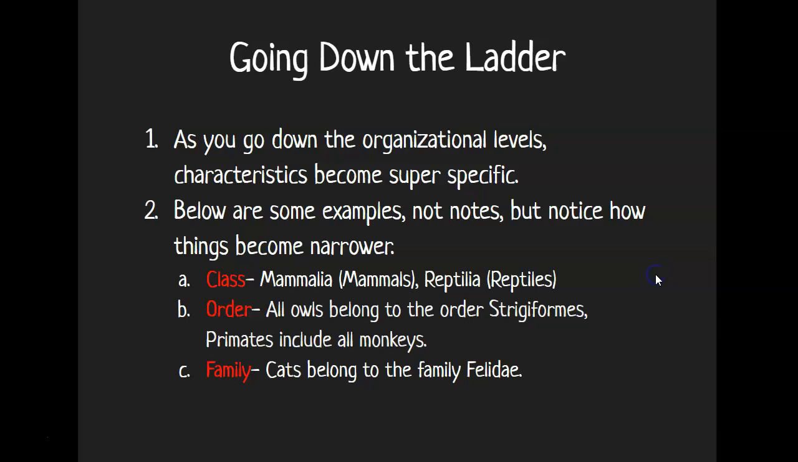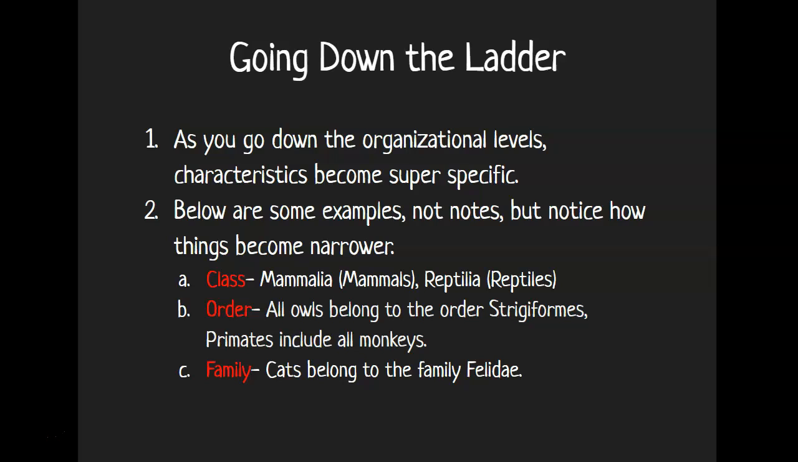Okay, so let's go down the ladder. As you go down the organizational levels, the characteristics become super specific. Below are some examples. They're not notes, but I do want you guys to notice how things become narrower. When we're talking about class, you probably have heard these terms. If you talk about mammals, that's actually the class Mammalia. If you talk about reptiles, that's Reptilia.